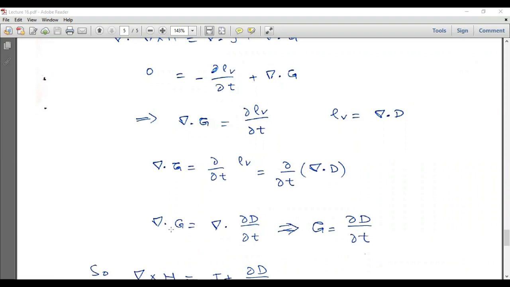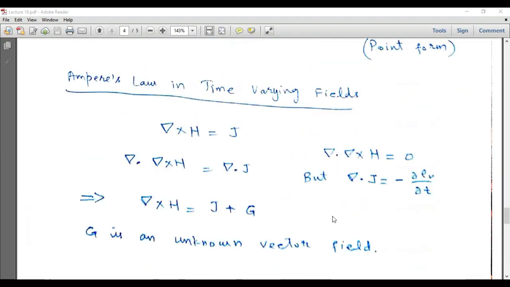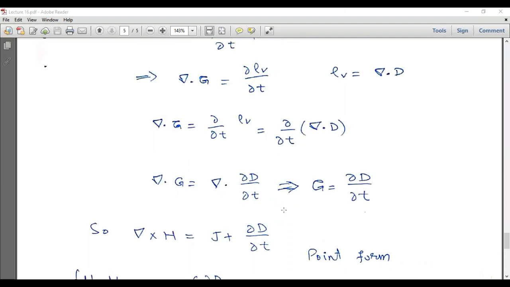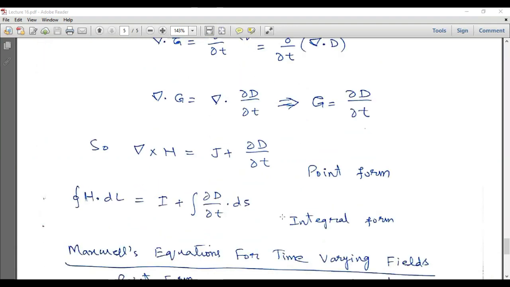So this value of G can be substituted in the original expression, this one. So del cross H is equal to J plus partial D over partial t. And this is the modified form of Maxwell's third equation in point form. And this will hold if we have time varying fields.